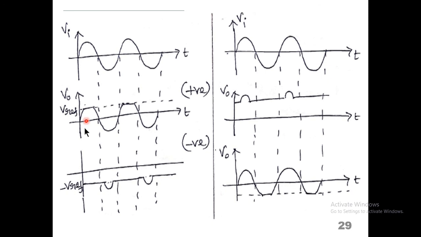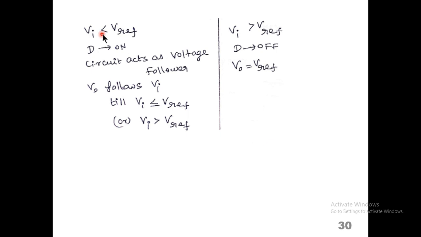If the reference voltage is fixed on the negative side, the portion below the reference voltage will remain as it is, and the portion above the negative reference voltage will be removed, clipped. The opposite operation will be done in the negative clipper. So when Vi is less than the reference voltage, the diode will be in on condition. At that time V0 follows Vi till Vi is less than or equal to the reference voltage. When Vi is greater than the reference voltage, the diode will be in off condition, and the output voltage will be the reference voltage.